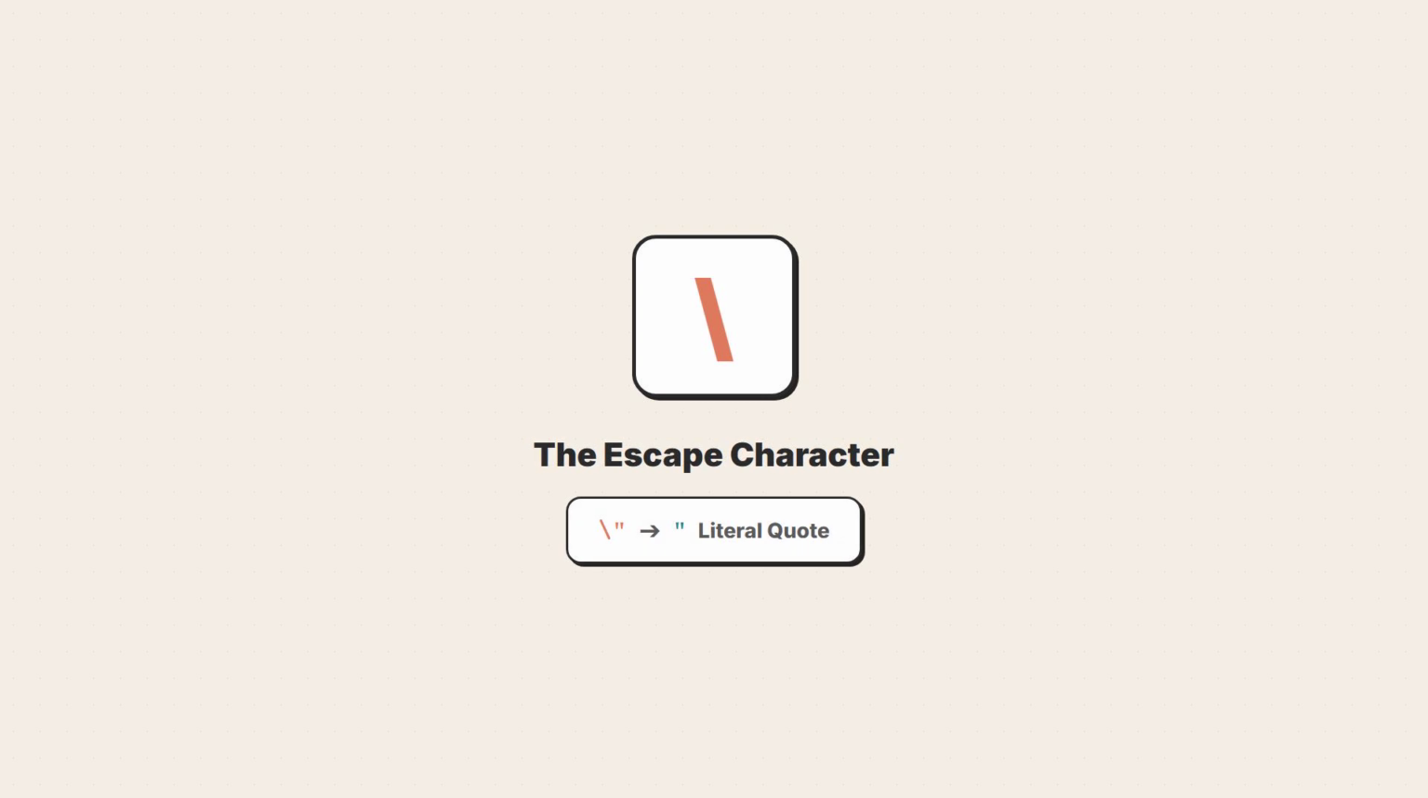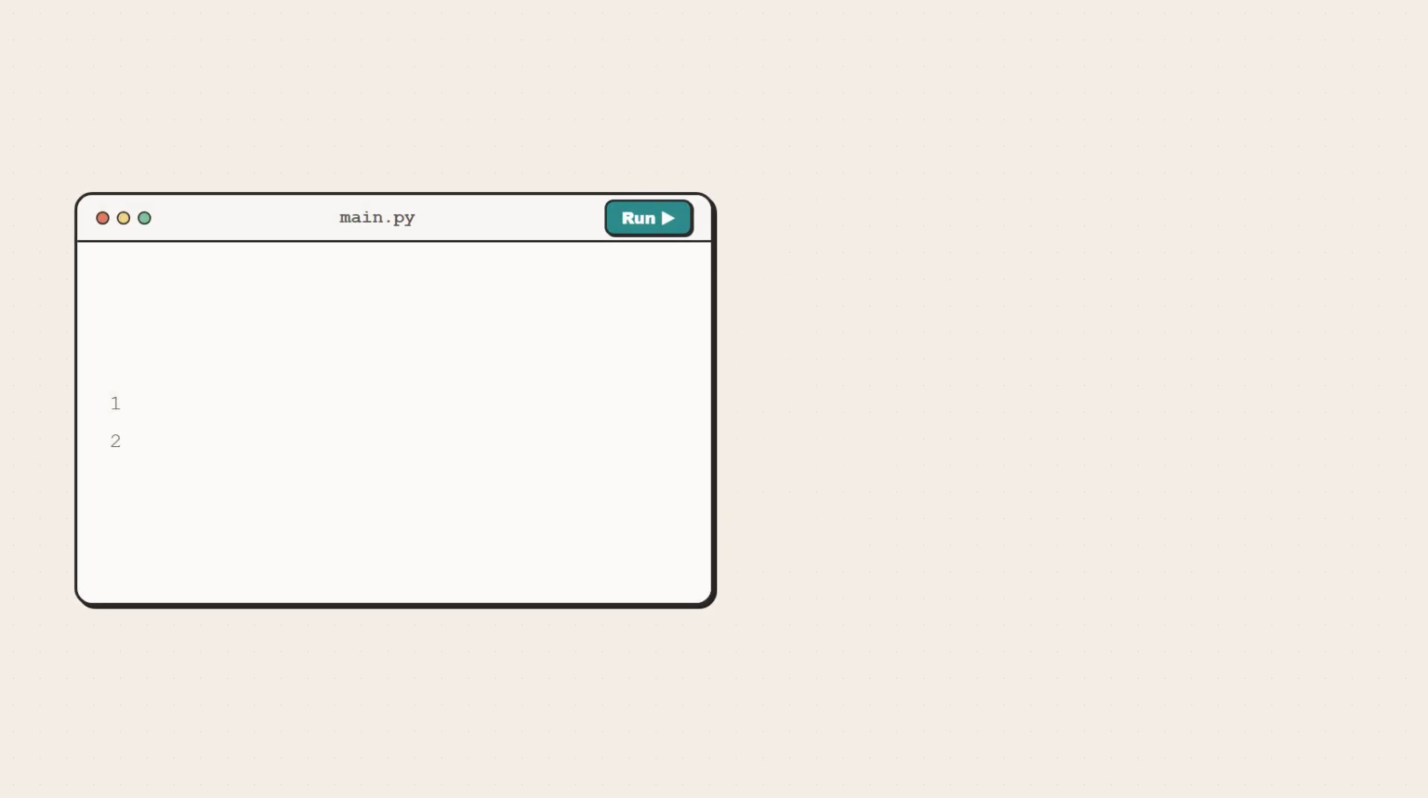Third, what if we must use the same quote type or want special layouts? We use escape characters. An escape character is a backslash, which tells Python, treat the next character as raw text, not code.